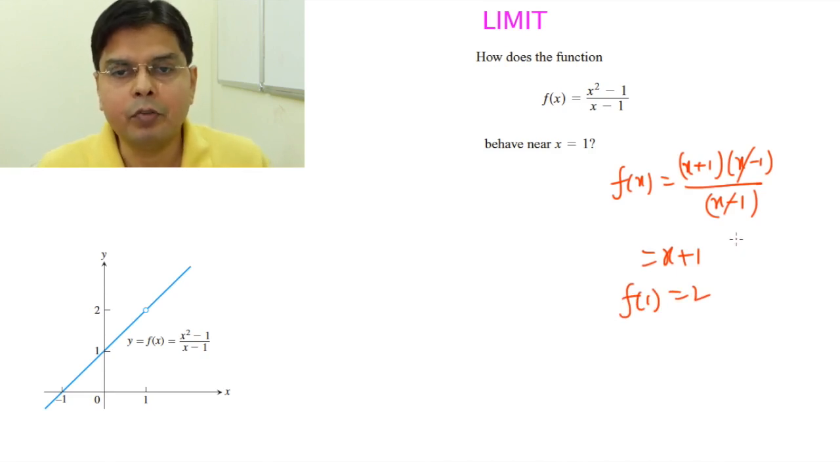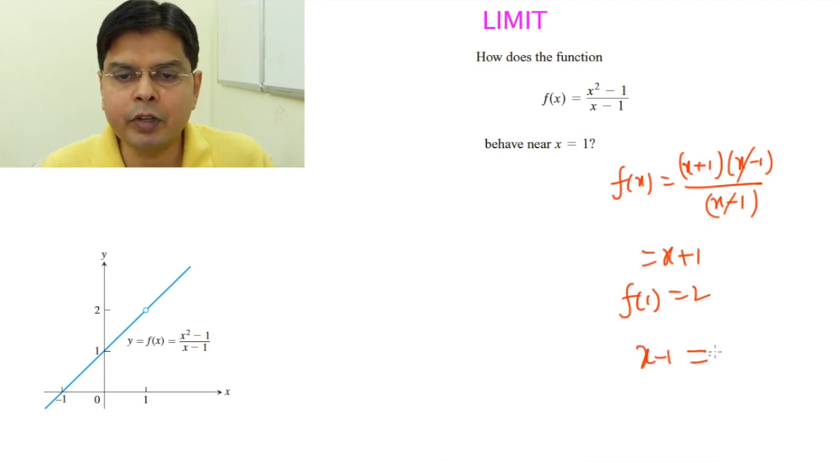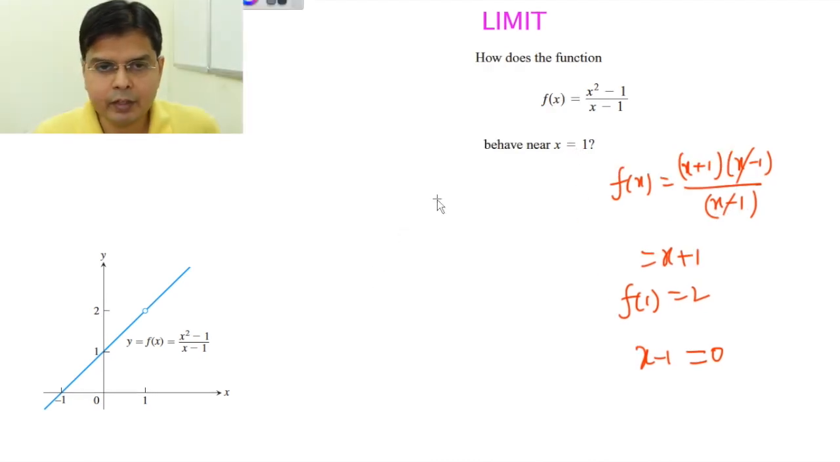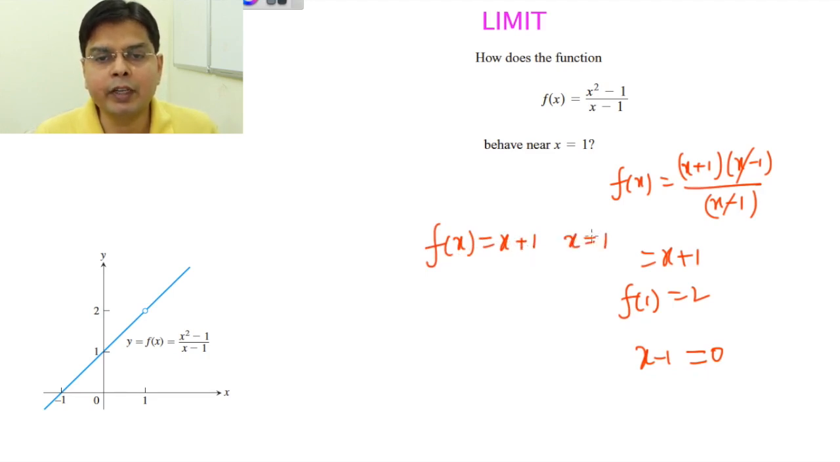Then you are wrong. Why are you technically wrong? Because the moment you go to x = 1, your x - 1 has become 0 and division by 0 is not allowed. So you can do this simplification for all values except x = 1. So I can write f(x) = x + 1 for all x except x = 1, that is, x should not be equal to 1. If x is not equal to 1, then I can write f(x) = x + 1.